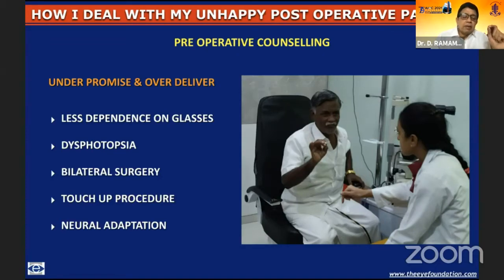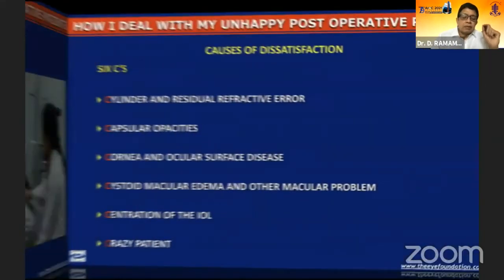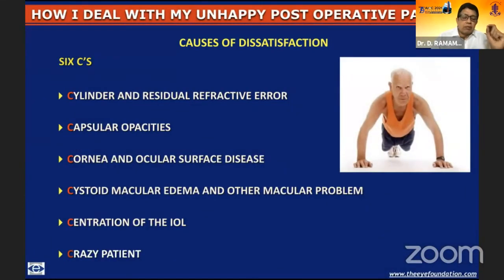What you get initially may not be your final results. If you wait it out for 3 to 6 months, because of neural adaptation, the chances are that you are going to be much better off. And just in case, in spite of all the excellent counseling, excellent surgery, wonderful lens that you have put in, if the patient is dissatisfied with the ultimate outcome, these are the 5 C's that I deal with.